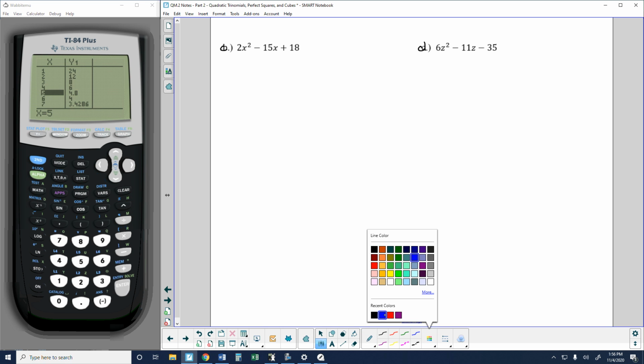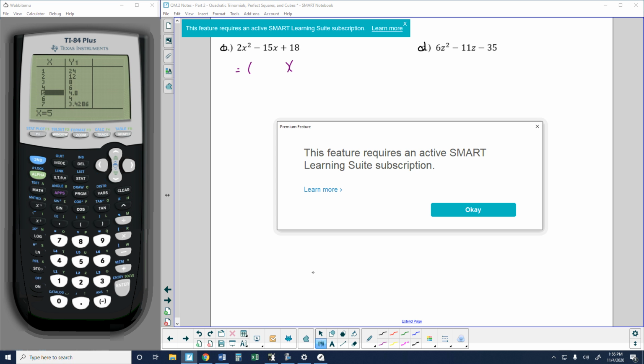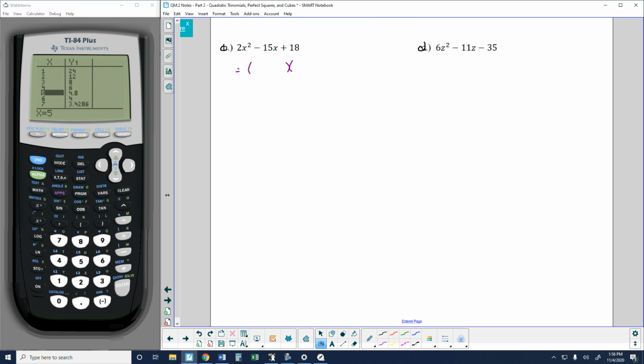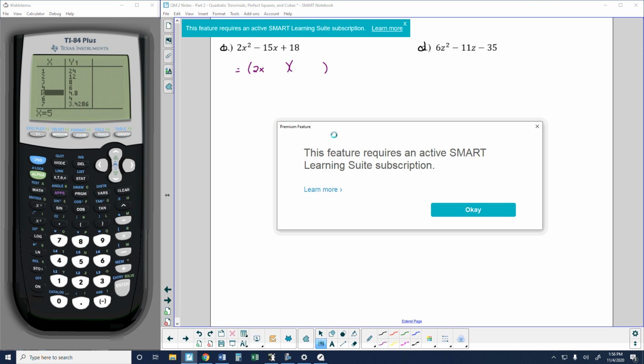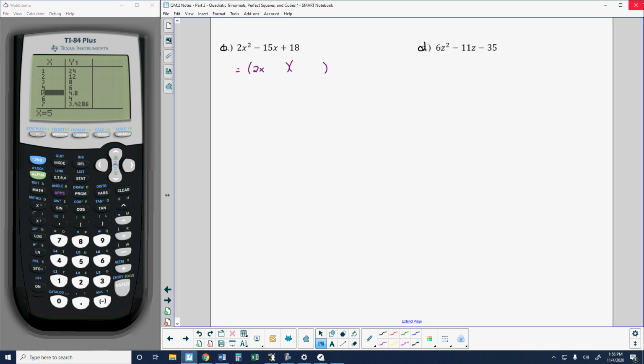So the process remains. I take a look here at D or C, and I'm looking for a GCF, and there is none. So it's a quadratic trinomial. I'm going to break this apart into two binomials that are being multiplied to one another. Now, the first term in each binomial has to multiply together to give me 2x squared this time. So I know that's going to be 2x and x. So 2x times x is 2x squared.